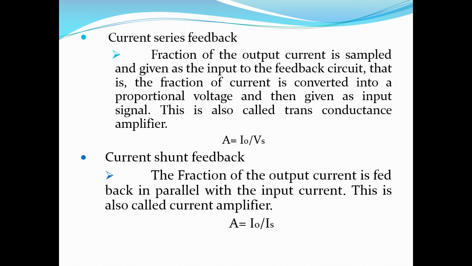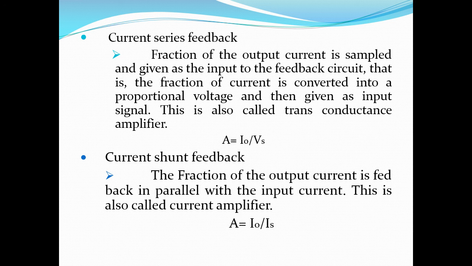Current series feedback. Here the fraction of the output current is sampled and it is given as the input to the feedback circuit. That is, the fraction of the current is converted into a proportional voltage and then given as input signal. This is also called a transconductance amplifier. Here the gain A is equal to I0 by Vs.